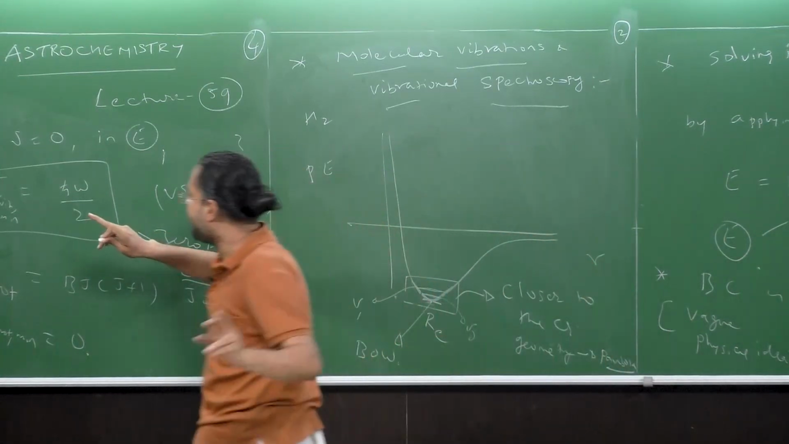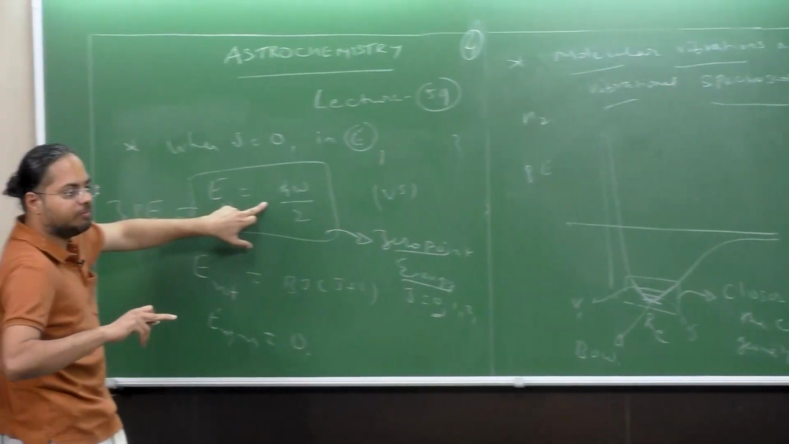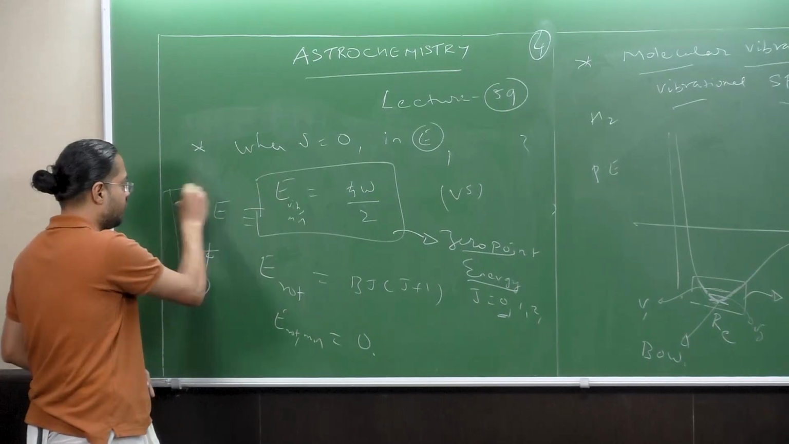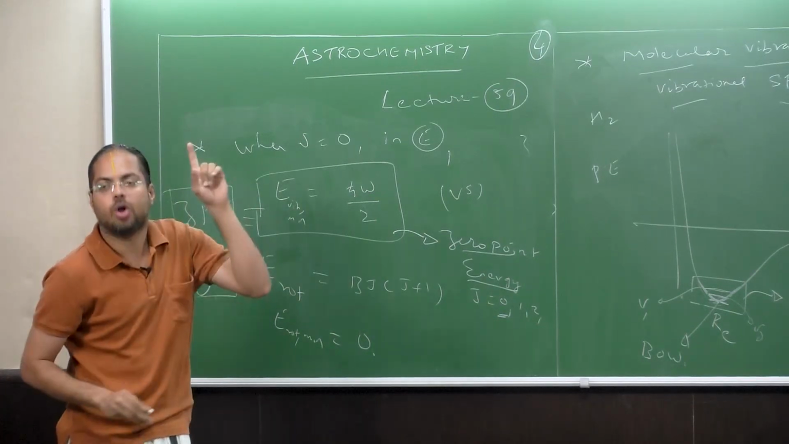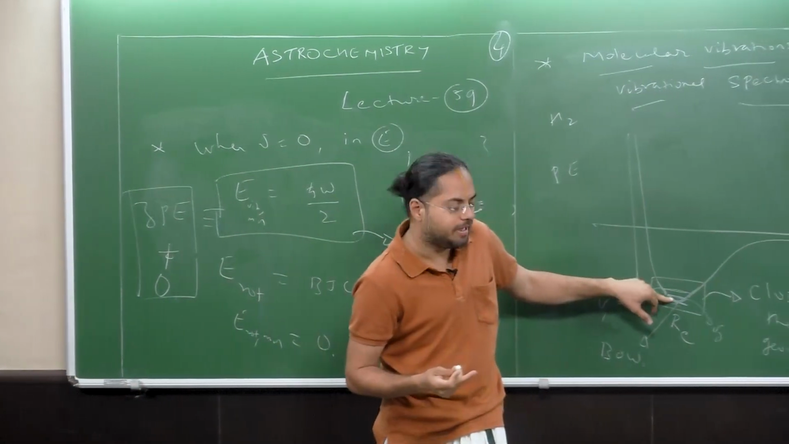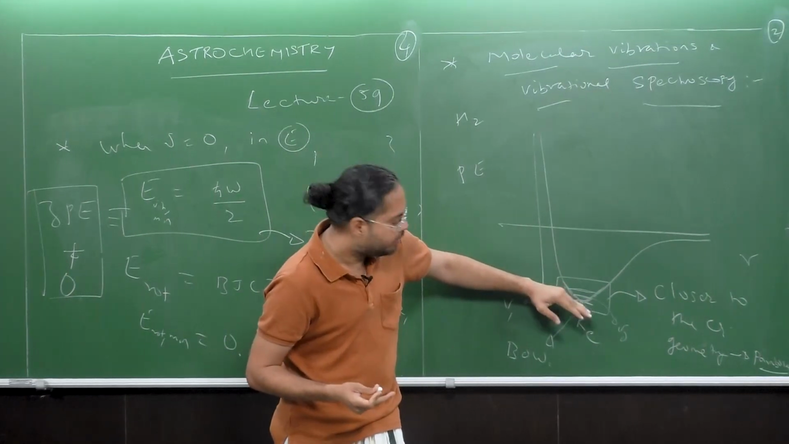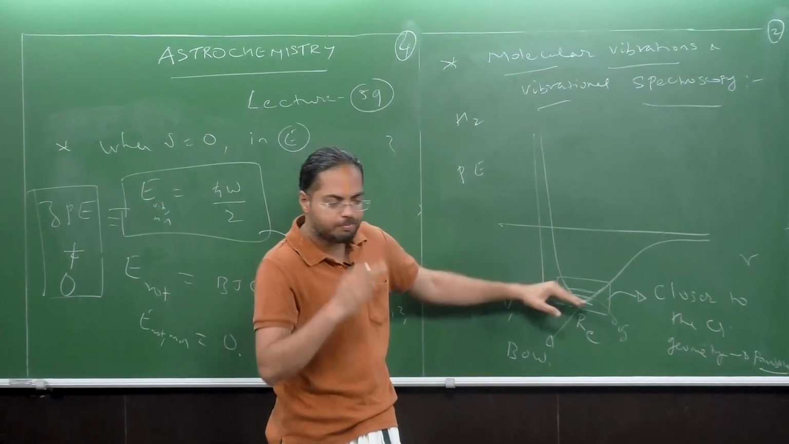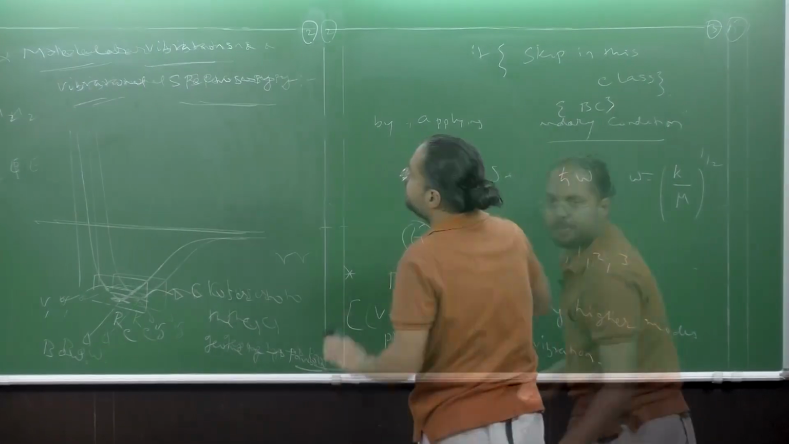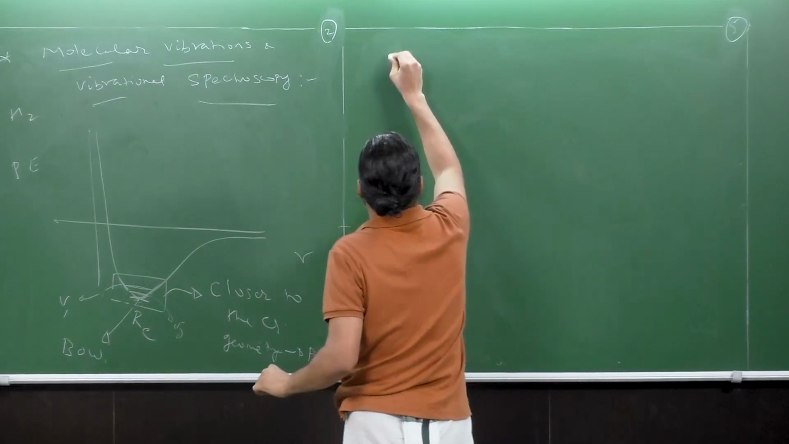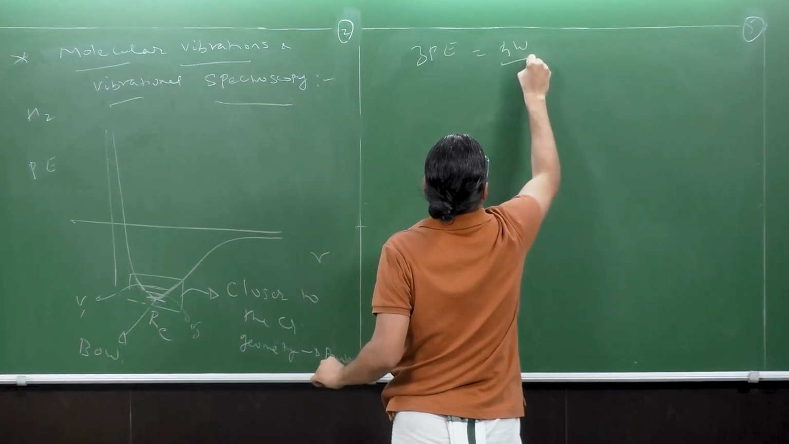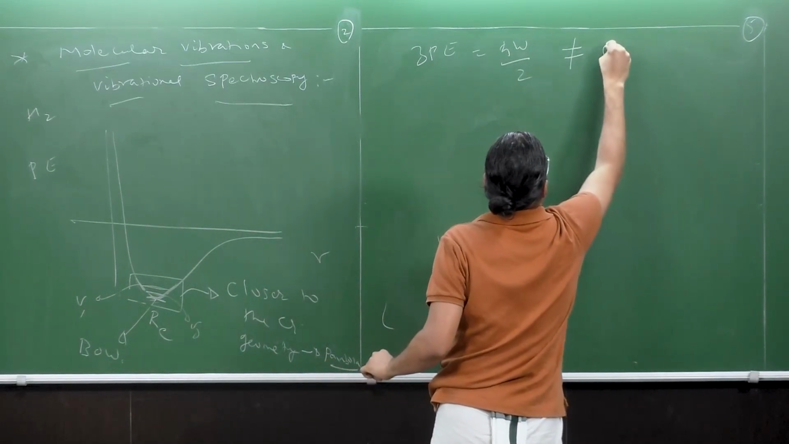It is because your E vibrational minimum is always non-zero. This particular thing, your ZPE, is non-zero. Please note this point. Therefore, the vibrational state does not correspond to the bottom of the well, but is slightly raised above. I'll explain this even better. I'll again retain this curve. So my ZPE is given by h bar omega by 2 and is not equal to 0.